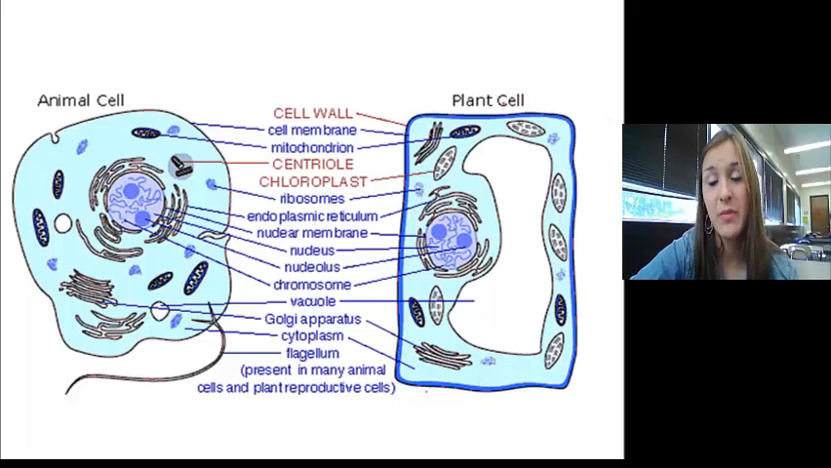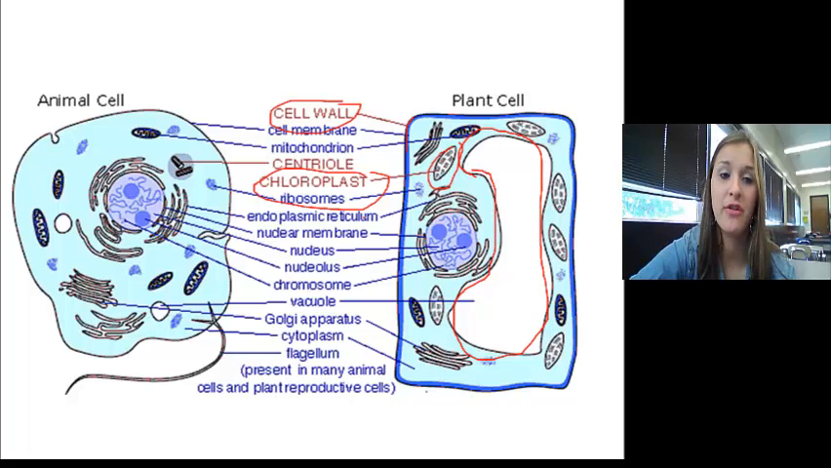We can see in a plant cell on the right that a cell wall is found in a plant cell. We can see that chloroplasts are found in plant cells, but not in us. And we can also see this large central vacuole. This large vacuole is going to store water and other nutrients, whereas in animals we have a few vacuoles, but they're very, very small. And we can also see the other difference, that animal cells have a centriole, but plants do not have that. And that's it.